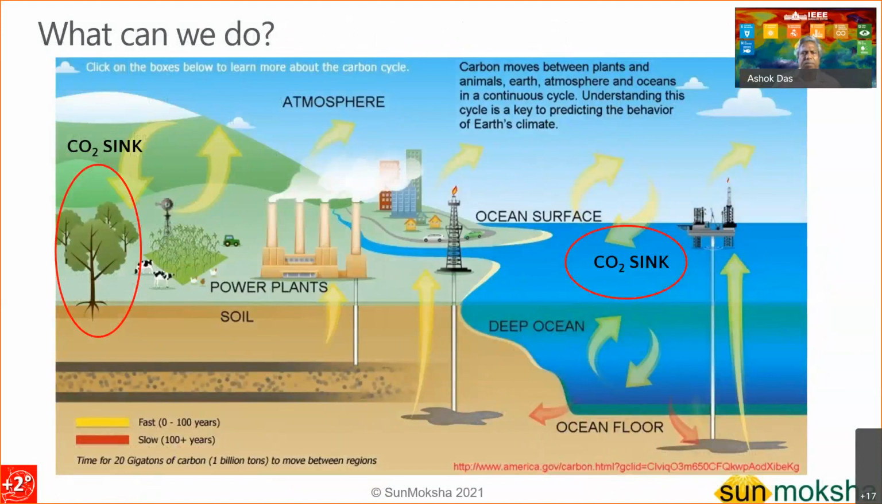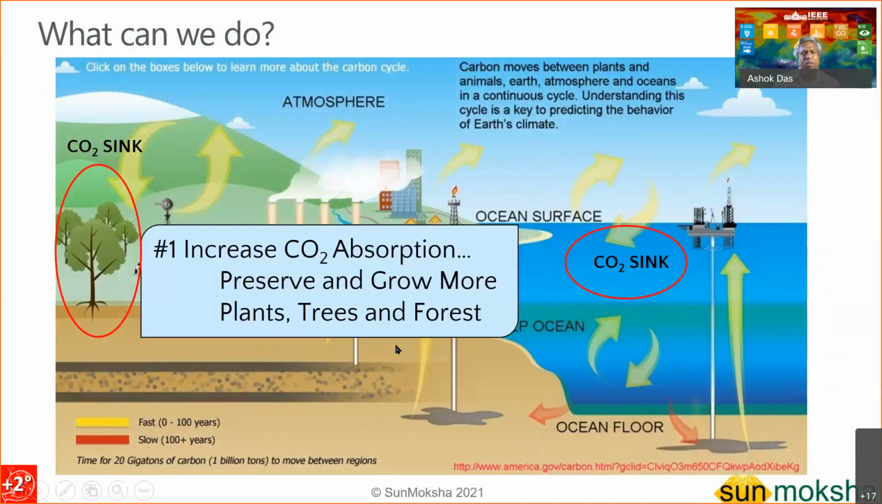So what can we do? As I mentioned earlier, there are only two CO2 sinks, that is the trees and the ocean. So definitely the number one is that we need to increase CO2 absorption, preserve and grow more plants, trees, and forest. The depletion in the forest is one of the key reasons for temperature increase as well, because there is nothing to absorb the CO2. And that is why temperatures continue to rise. So that is definitely one of the top priorities that nations worldwide are trying to do: plant more trees, grow more plants.